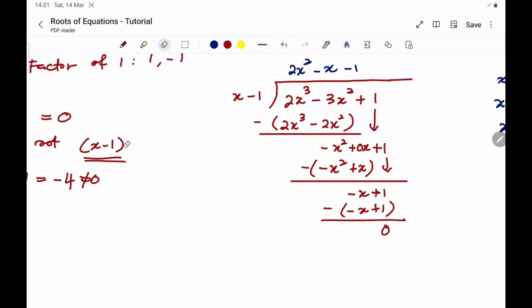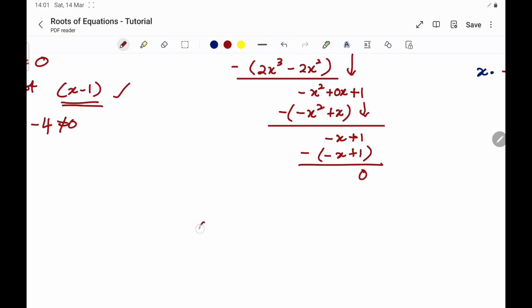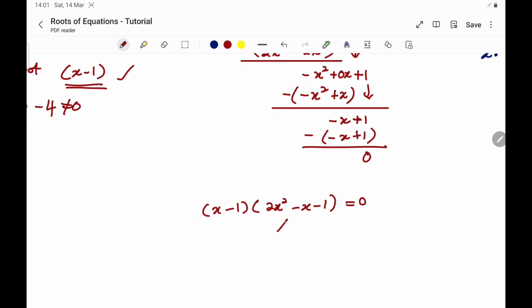So we combine with the factor that we got just now using the factor theorem, which is x minus 1. So by right, you have x minus 1 times 2x squared minus x minus 1 equal to 0. We want to find the factors, right? This one is actually a quadratic, so we can use factorization to get the value of x. One factor is x minus 1, another one is 2x plus 1 equal to 0.